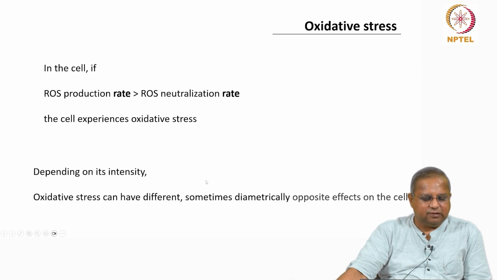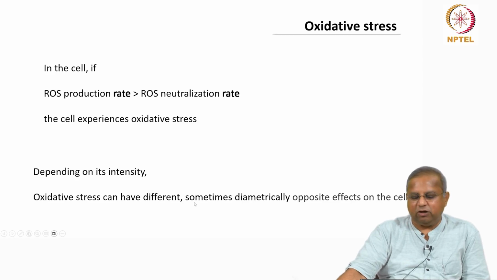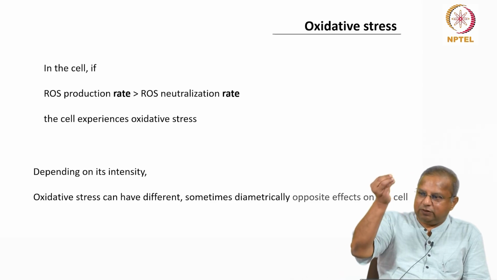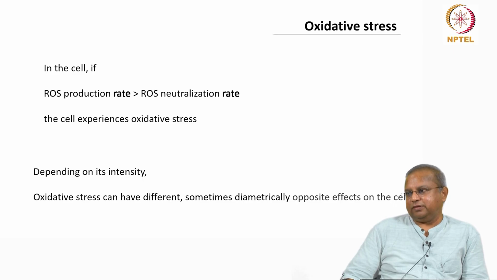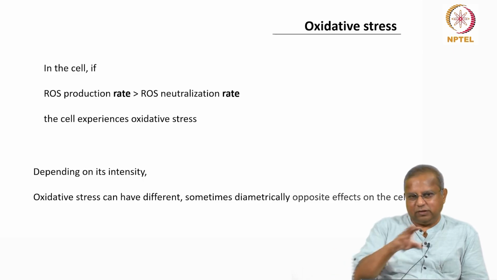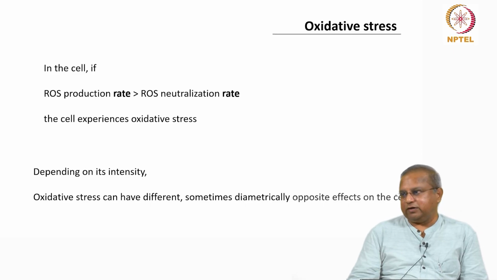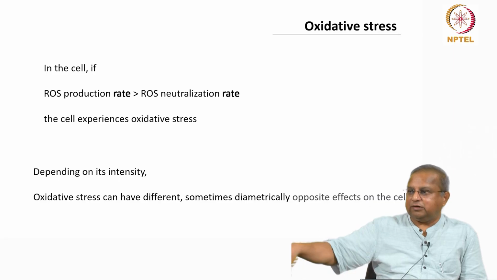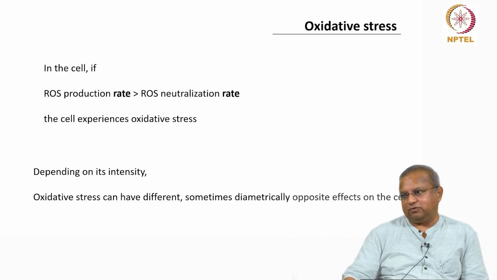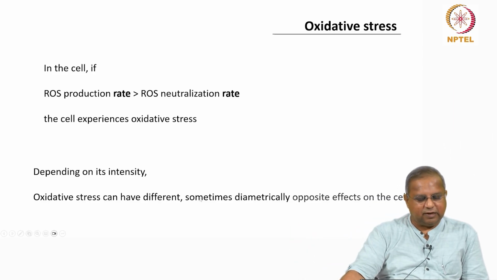Depending on its intensity, oxidative stress can have different and sometimes diametrically opposite effects on the cell. It is called hormesis. At lower levels, it actually improves productivity. At higher levels, it kills the cells, right? A well-known thing: at the lower concentration you have a more desired effect, and at a higher concentration it vanishes. And sometimes even at higher concentrations it comes back and then vanishes, and so on.